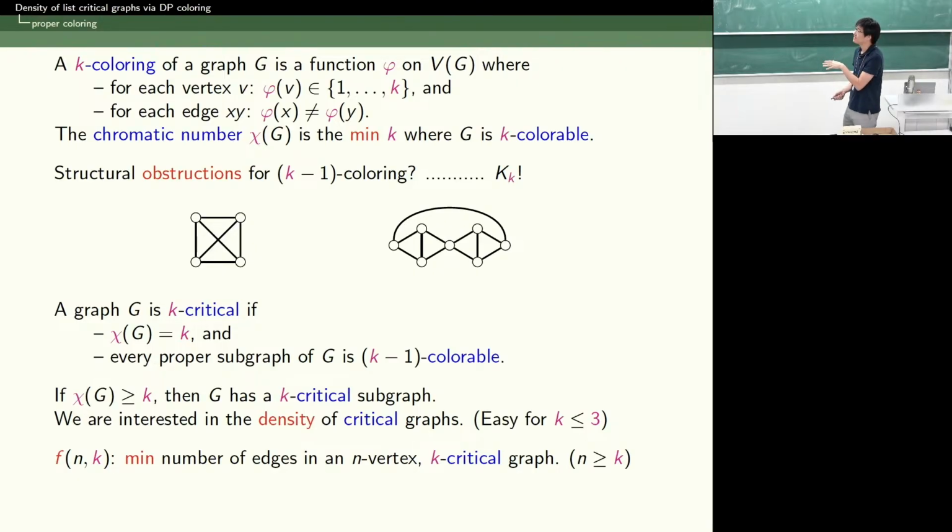And I know I said I'm going to keep using the word density, but this function is in terms of the number of edges, but they're the same. I mean, you can translate one from the other very easily.